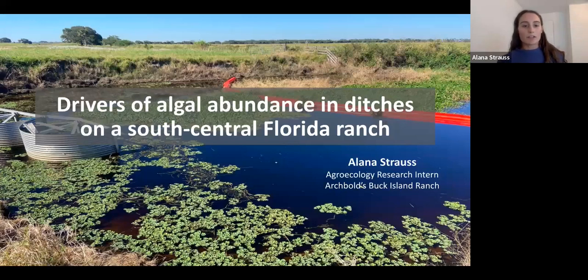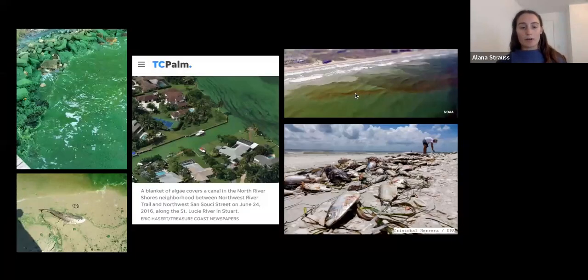Okay, so I did my project on drivers of algal abundance in ditches on a South Central Florida ranch. And you have all probably seen pictures like this before. This is pictures of eutrophication happening in South Florida's waterways. The pictures on the left are pictures that I took in my hometown of Stuart, Florida, and you can see how crazy green the water is there. That's all algae. The picture in the middle is the same town, but a different part of the river.